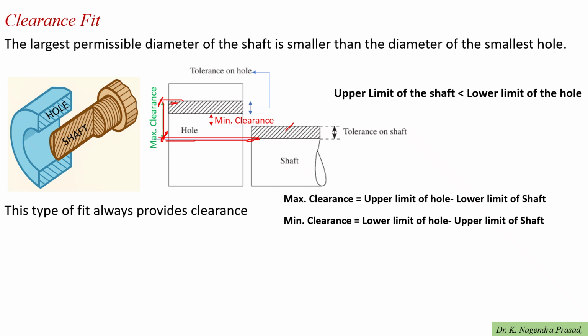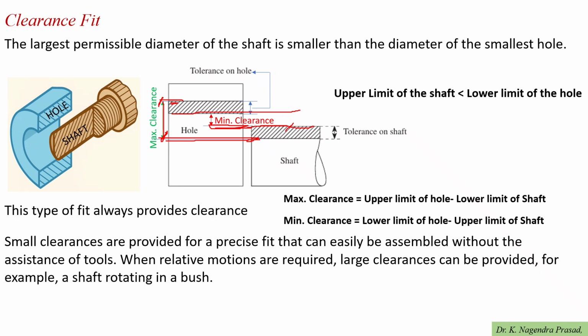Similarly, what is the amount of minimum clearance? It is the difference between the lower limit of the hole, this one, and the upper limit of the shaft, this one. The difference between these two we call the minimum clearance.